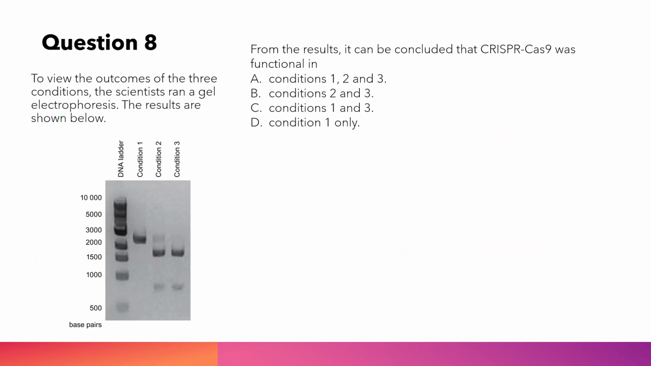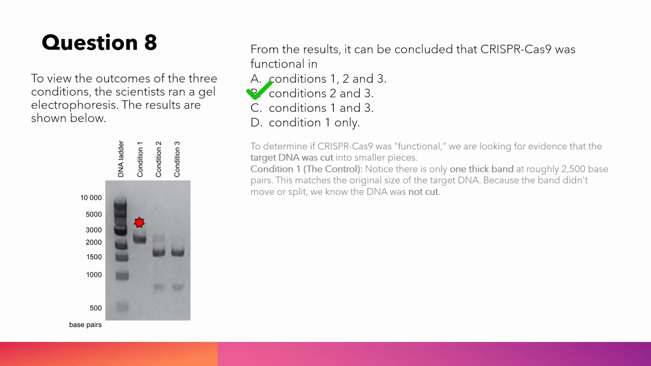The correct option is B, conditions 2 and 3. How to read the gel results. To determine if CRISPR-Cas9 was functional, we are looking for evidence that the target DNA was cut into smaller pieces. Condition 1, the control: notice there is only one thick band at roughly 2,500 base pairs. This matches the original size of the target DNA. Because the band didn't move or split, we know the DNA was not cut.